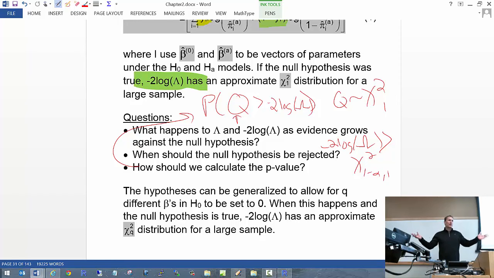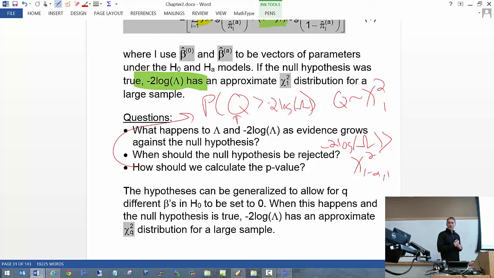You know, I often use A because it's the first letter of the alphabet. If A is a random variable with a chi-square 1, we're looking at what's the probability it's greater than the observed value that we get from negative 2 log lambda. That's our p-value.